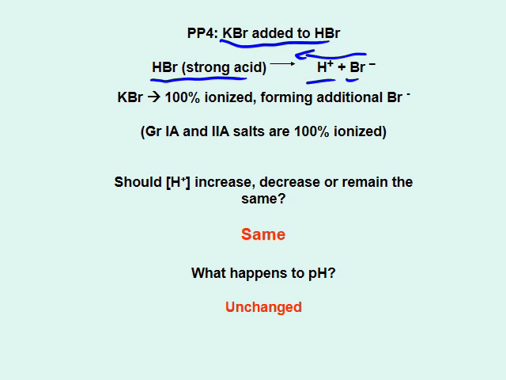Why? HBr is a strong acid. It doesn't like to hold on to its H plus. It would 100% break down into H plus and Br minus. So even when Br minus concentration is increased, equilibrium would not be shifted to the left, because HBr is such a strong acid, it doesn't want to hold on to H plus. So there'd be no effect of adding Br minus in this case. So pH would remain unchanged, and H plus concentration would also be unchanged.